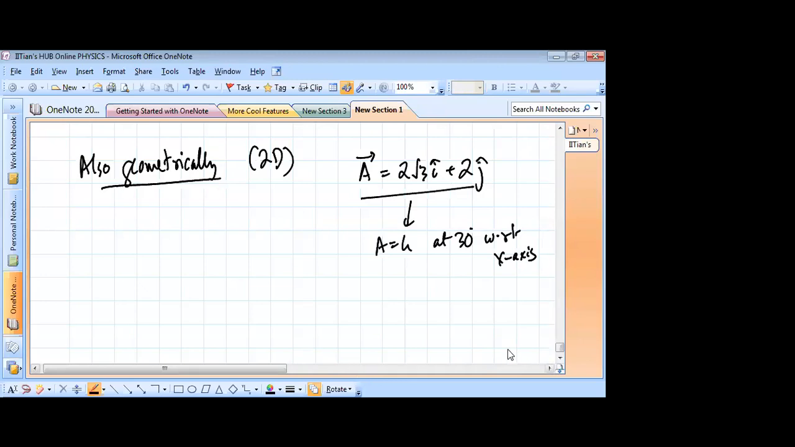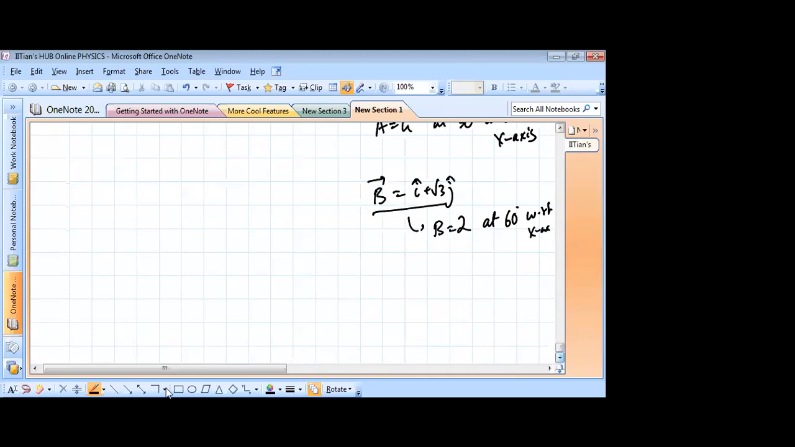And similarly, vector B, which is i cap plus root 3 j cap. What kind of property does this have? It is magnitude 2 at 60 degrees with respect to x-axis. So for this, how much is tan theta? Root 3. Okay. So if I were to draw the two vectors A and B using this property, using this situation that we just learned over here, what we would see is that the vector A is, suppose, a vector like this.